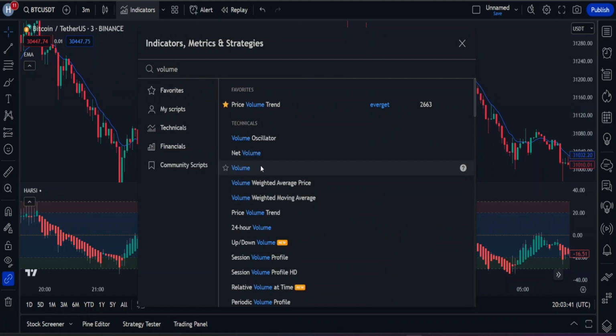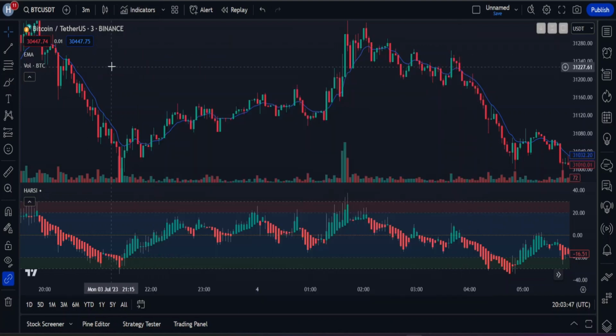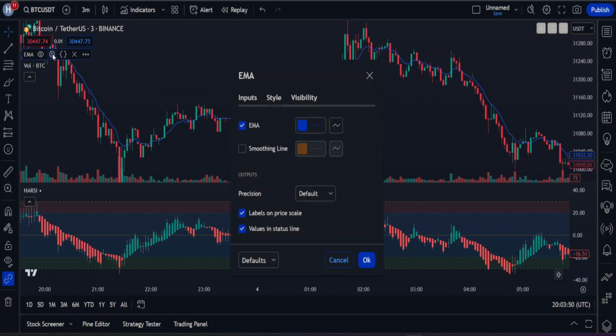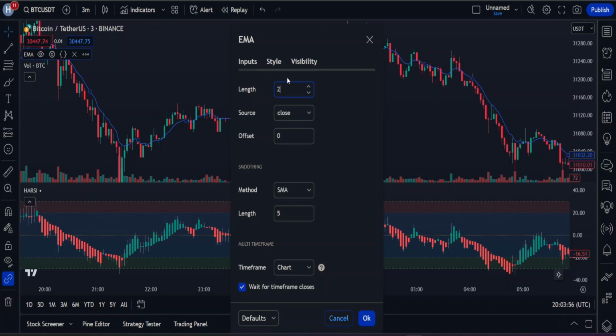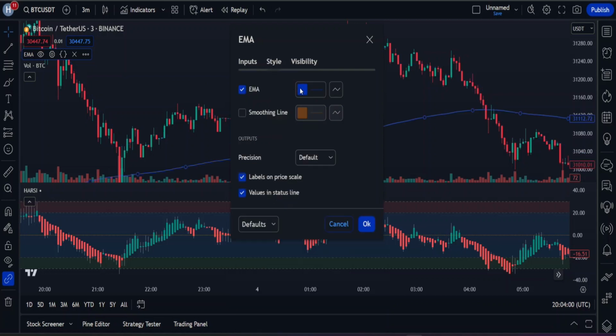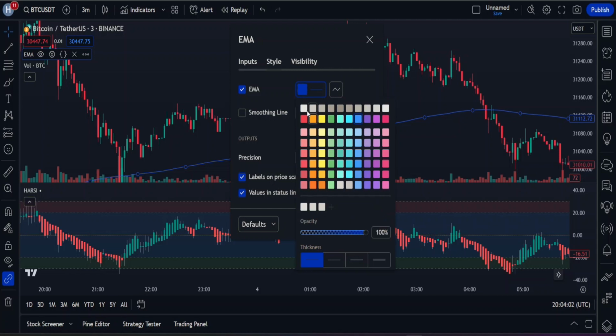After that, select the volume indicator made by Tradingview and add it to the chart. Now let's change the indicator settings. We will navigate to the EMA indicator settings and click on the input tab. Now change the value of the EMA to 200. Next, click on the Style tab, and here we will be changing the color of the indicator to make it more visible. You can change it according to your comfort.